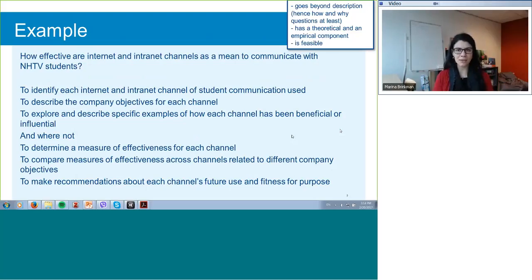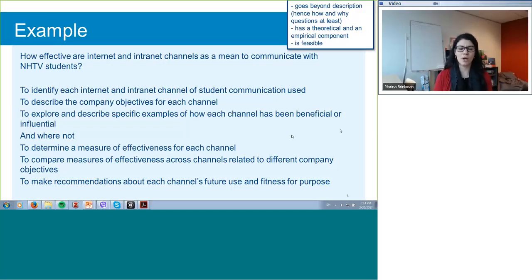So how effective are the channels that we use when we communicate with the students, and maybe even is there a difference between internet and intranet channels that we use? So asking a question like that, the department actually has set a couple of objectives, and those can be to identify each internet and intranet channel students use, to describe the company objectives for each channel, to explore and describe specific examples of how each channel has been beneficial or influential and which ones were not influential or beneficial. An objective related to this question is to determine a measure of effectiveness for each channel.